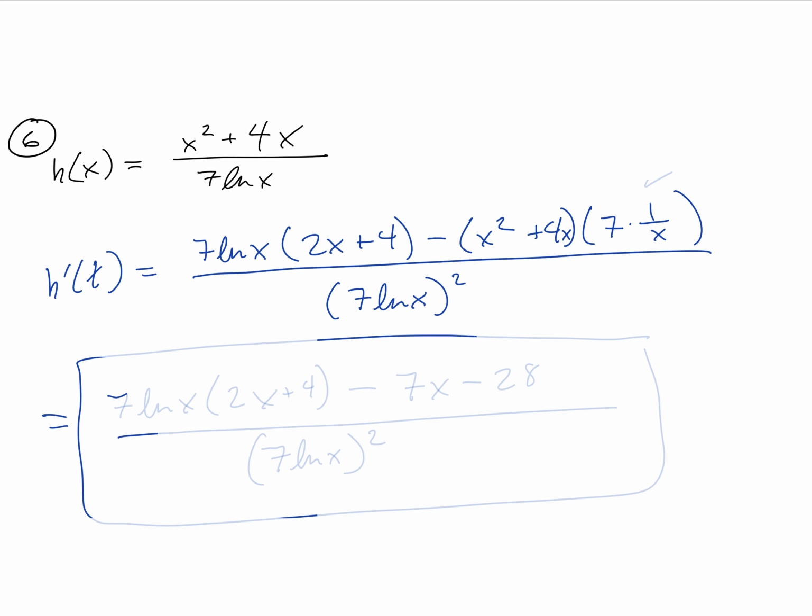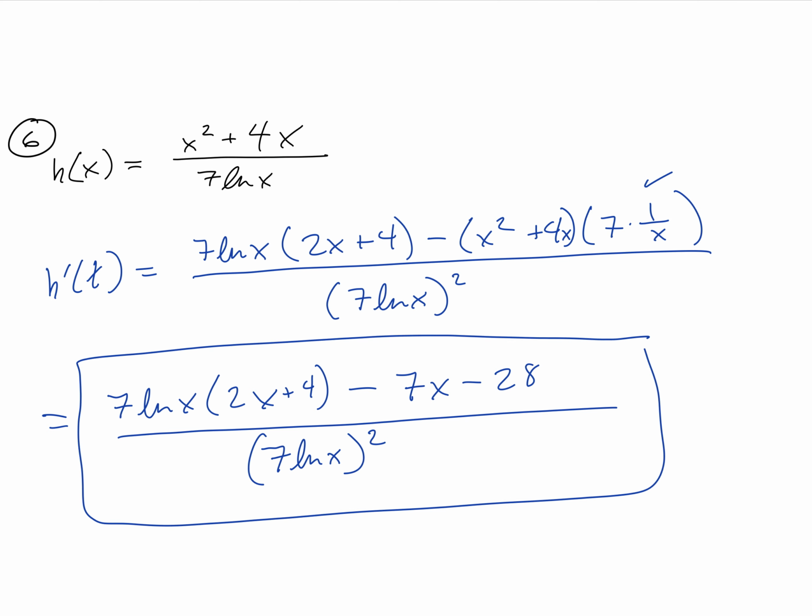This is 7 natural log of x, I'm just going to leave this 2x plus 4, minus, and let's distribute this 1 over x. So minus 7, 1 over x times x squared is just x. Minus is still out front. 7 times 4, 28. And then x times 1 over x is just 1. So just leaving it like that, all divided by 7 natural log of x squared. We could also write that as 49 times the natural log of x squared if we wish, or we could leave it like that. So that is our derivative.